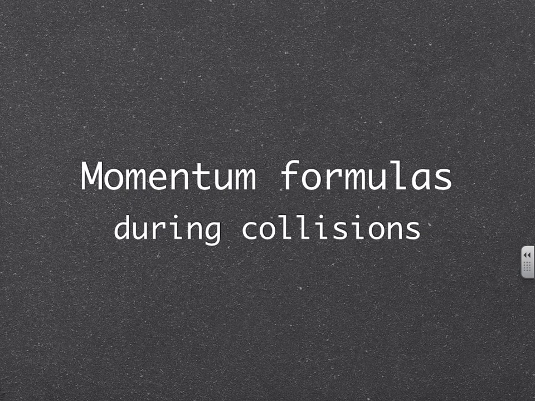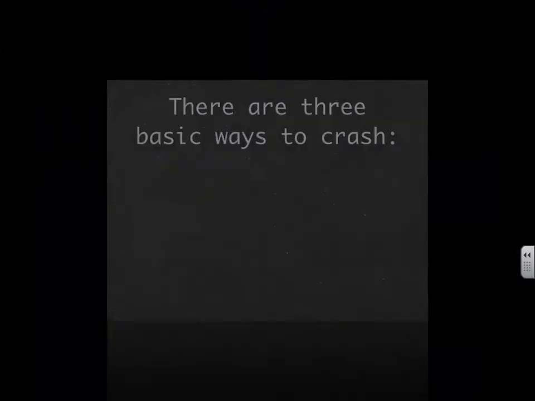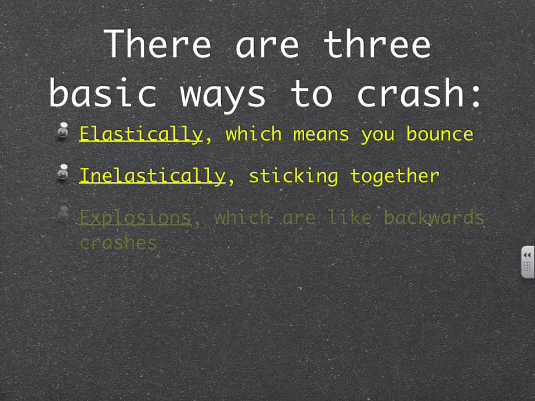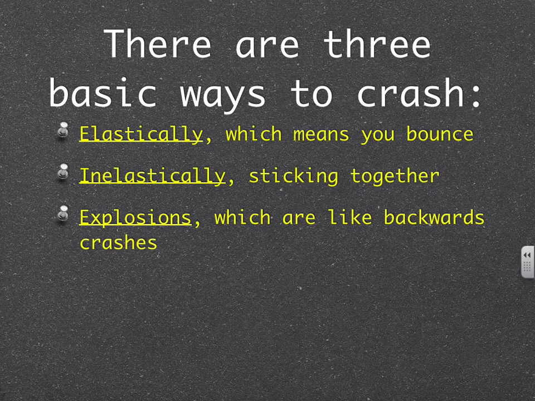Today we are going to learn how to calculate momentum during collisions. We talked about impulse before, and how when two things collide, it produces an impulse. Anytime one object shoves on another, we get an impulse. And when two things hit each other, the impulse on one object is equal but opposite to the impulse on the other. There are three basic ways that we can crash: one is elastically, one is inelastically, and the third is explosions.